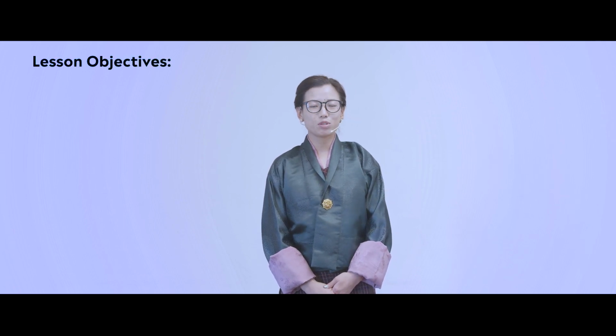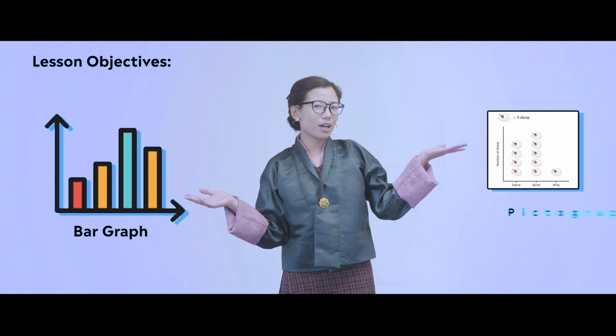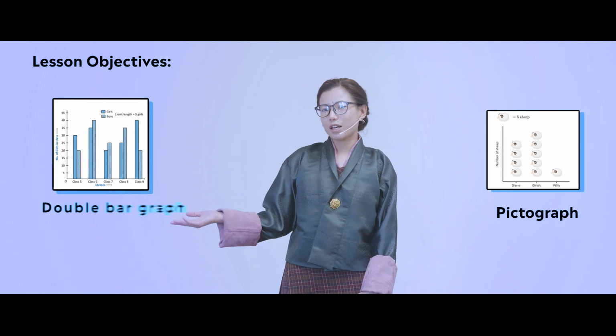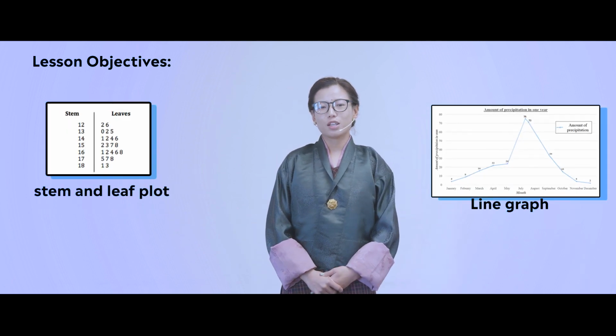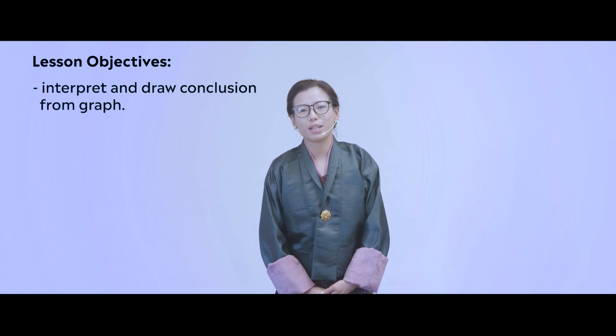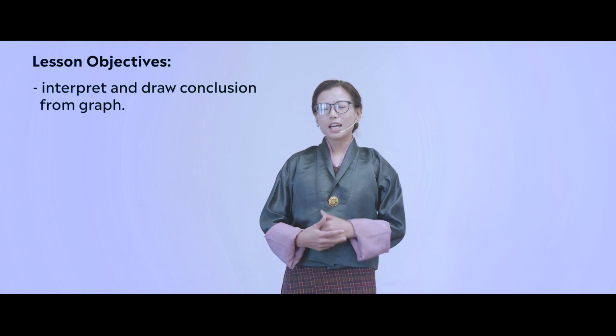By the end of today's lesson, you will be able to draw bar graphs, pictographs, double bar graphs, line graphs, and stem and leaf plots. And you will also be able to interpret and draw conclusions from them. So children, are you ready?